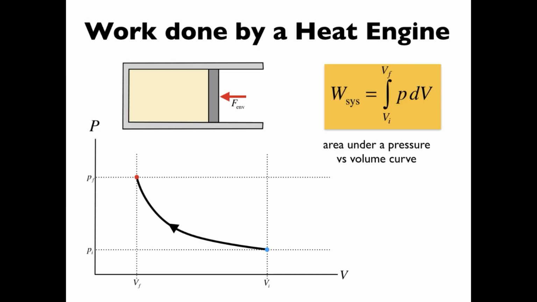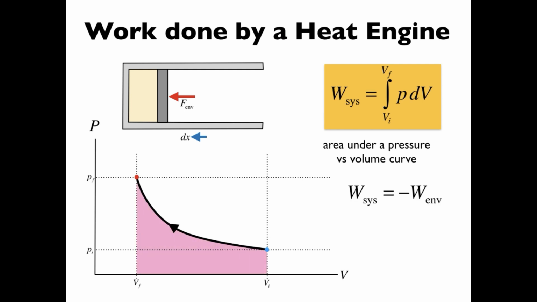So remember, work is defined as the integral under the PV diagram curve, okay? So for instance, work done by a heat engine, if you have your force coming from your gas and your force coming from outside as your environment, right? The environment can compress the gas, and that way your environment is in the same direction as your displacement. This is a compression. But remember, work system is equal to the negative work of the environment. So this is your work system, okay?